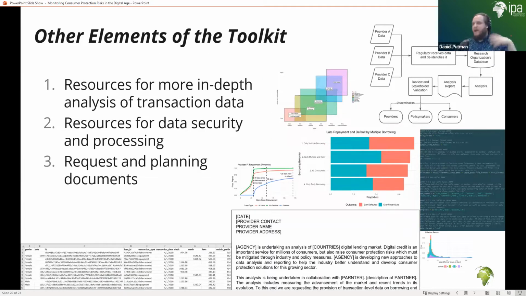So I have a pastiche, a collage of these different other elements, but there are other resources for more in-depth analysis of transaction data. There are resources for data security and processing. There are request and planning documents, templates of those, right? The idea is really to take you from the beginning to the end of the request.